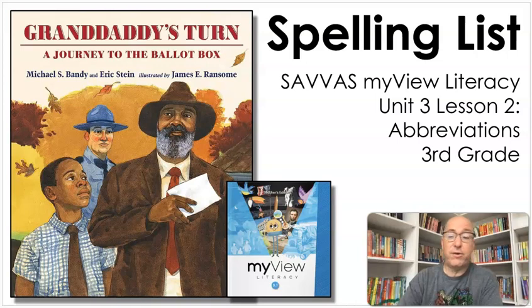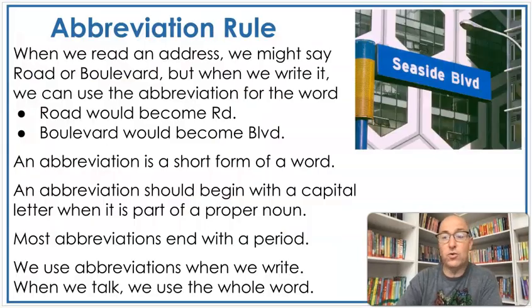But as we get started on abbreviations, I know we did abbreviations last year in 2nd, but I still want to review them again. The abbreviation rule is, here's an example. When we read an address, we might say road or boulevard. But when we write it, we can use the abbreviation for the word. Road would become capital RD, period, and it's capital when there's a name with it. And boulevard would become capital BLVD, period.